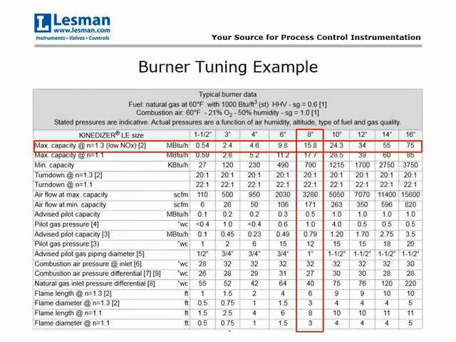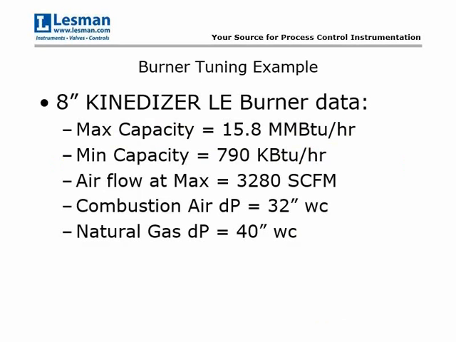So on the 8-inch Kinetizer LE burner, we've got, again, the max capacity for the table is 15.8 million. The minimum capacity is 790,000 BTUs per hour. The airflow at the maximum flow rate is 3,280 SCFM. And the combustion air differential pressure, actually, I just noticed this looking at the chart.